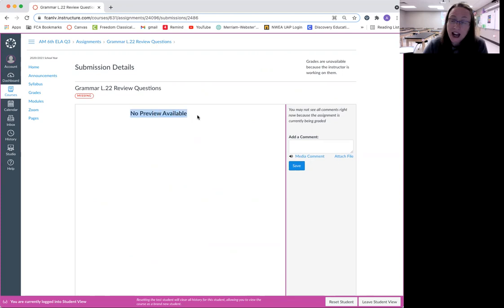We see that Canvas is going through a bit of an error message right now, and it says, hey, there is no preview. There is no receipt. Nothing was given and turned in, so I cannot show you what was turned in. Okay, so let's say that your student still needs to turn in grammar lesson 22. How are they going to turn in that assignment?